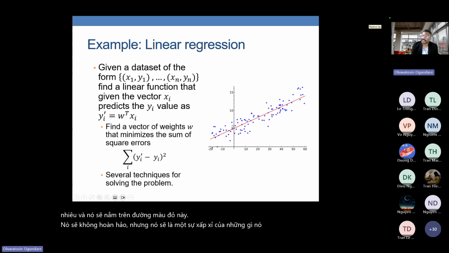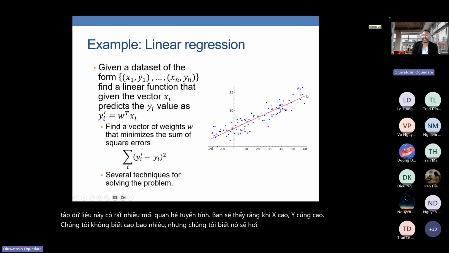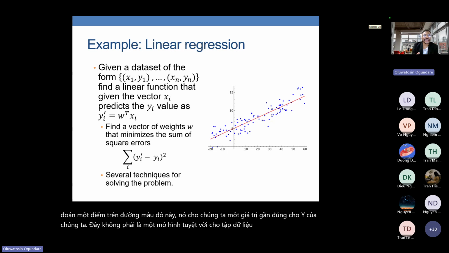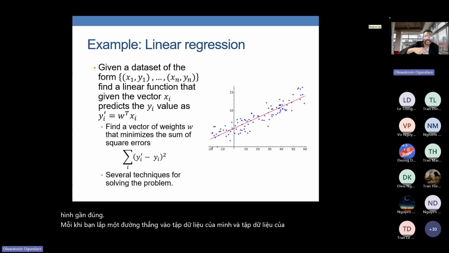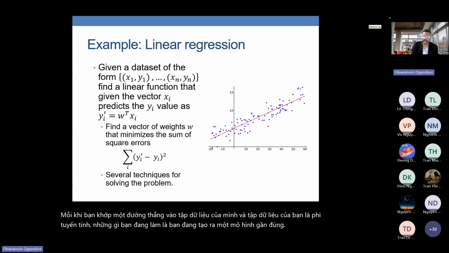Why? Because this data set has a lot of linear relationship. You would see that when the x is high, the y is also high. We don't know how high, but we know it would be somewhat high. And when we predict a point on this red line, it gives us an approximate value for our y. This is not a great model for this data set, but it's an approximate model. Every time you fit a line through your data set and your data set is nonlinear, what you're doing is generating an approximate model. This is the triumph of linear regression.